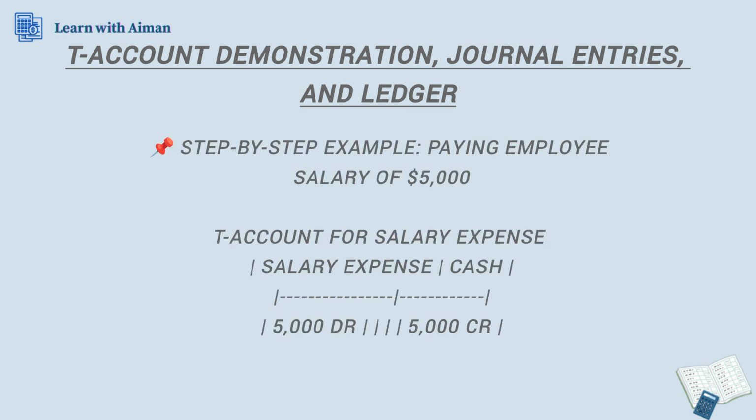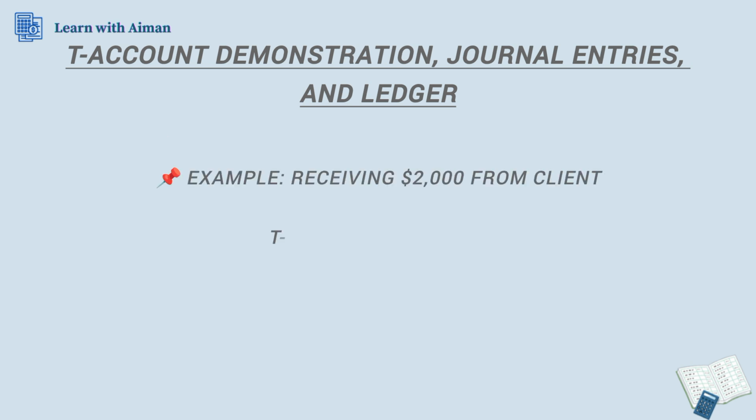Step-by-step example, paying employee salary of $5,000. Here, we are paying employees their salaries. So we have two things: salary, which is our expense, and cash, which is decreasing. So we debit the expense side and credit the cash side.